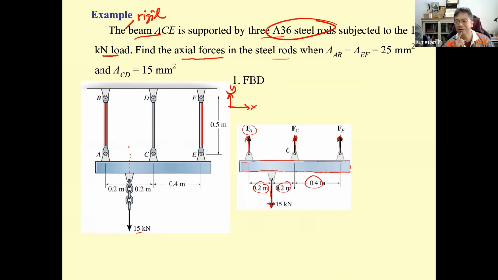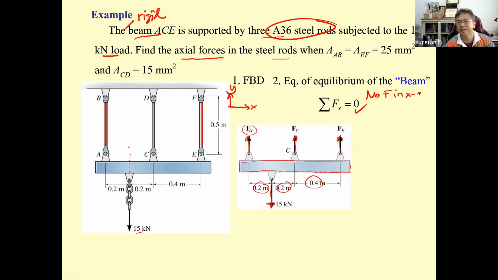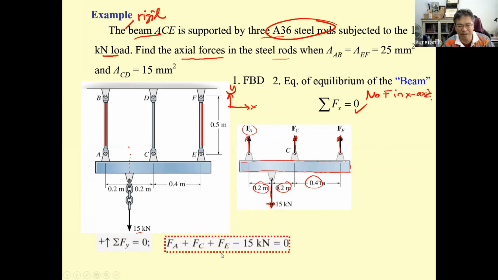Okay, and then you put the dimension. That is going to be the free body diagram, and use the equation of equilibrium. This is for the beam. Summation of F sub x equal to 0. This is automatically correct because no force in x axis. Okay, and then you have 2 more. Summation of F sub y equal to 0, and summation of moment equal to 0. The first one. Summation of F sub y equal to 0, F sub A plus F sub C plus F sub E, okay, and then minus 15. That's going to be 3 unknowns.